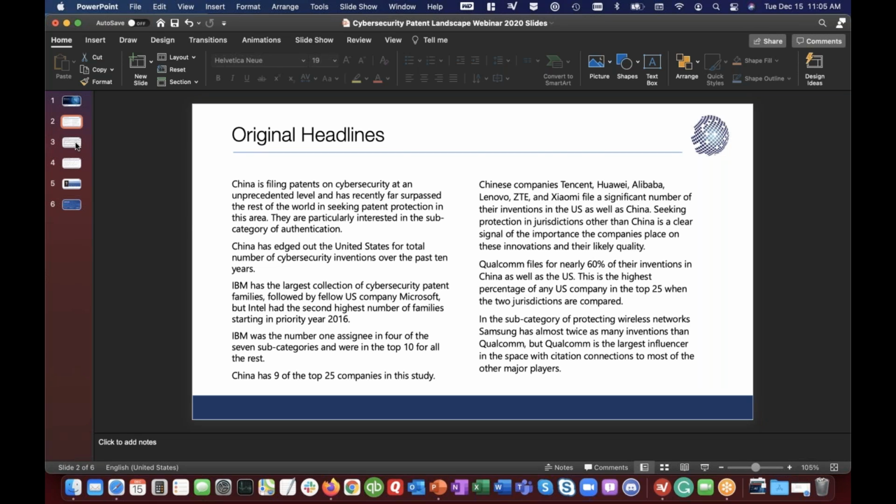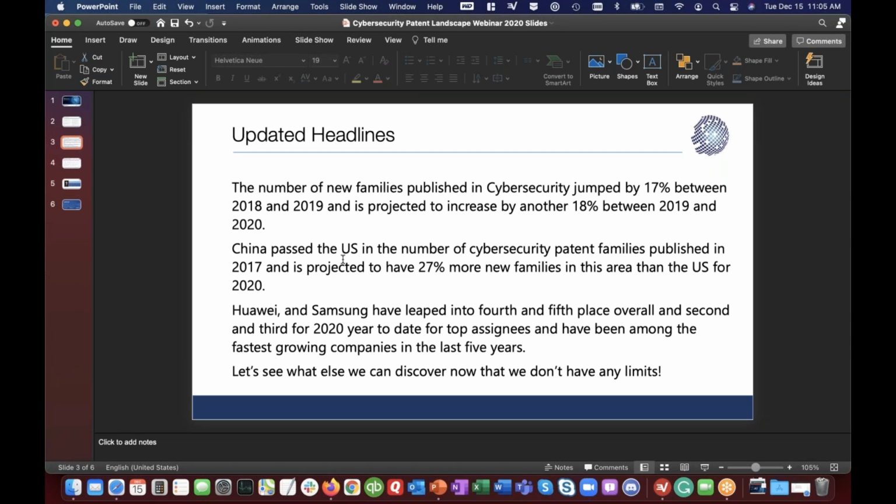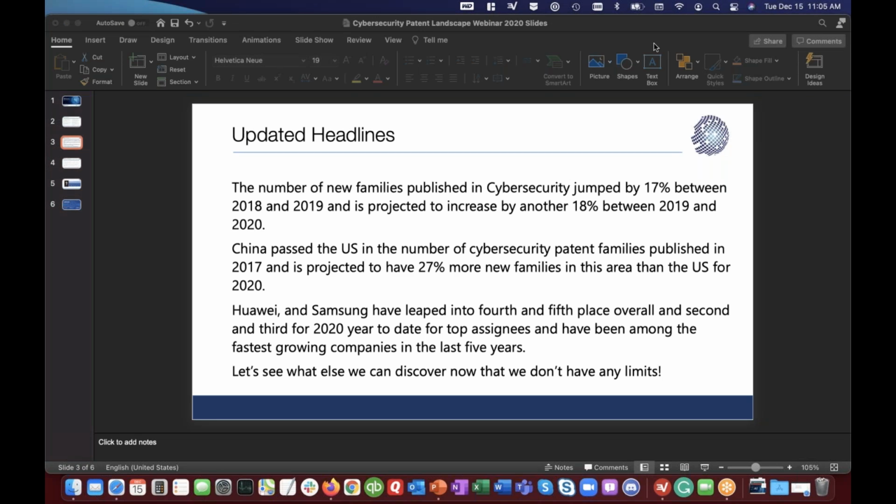Now we come to the end of 2020, and the number of new families published in cybersecurity jumped by 17% between 2018 and 2019. It is projected to increase by another 18% between 2019 and 2020. So it continues to be amazing growth, more than double-digit growth in this particular area.